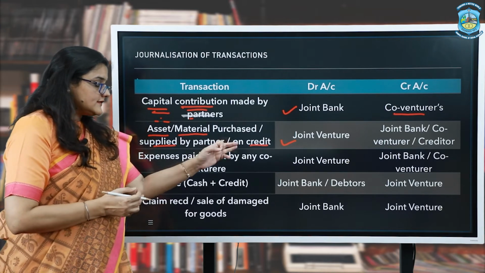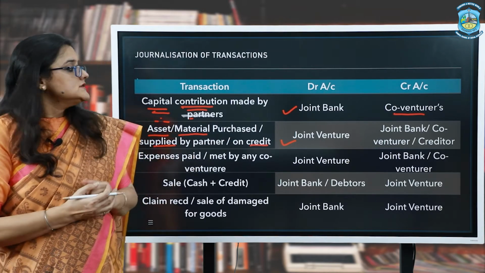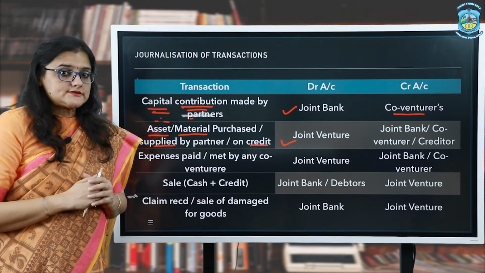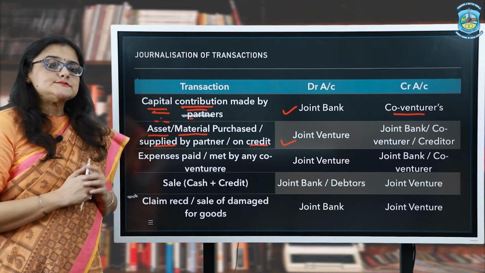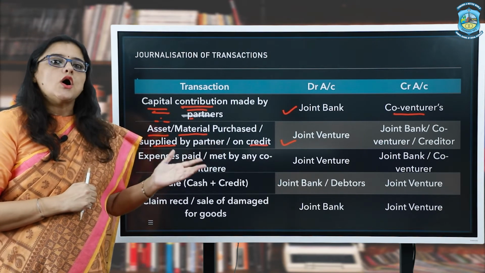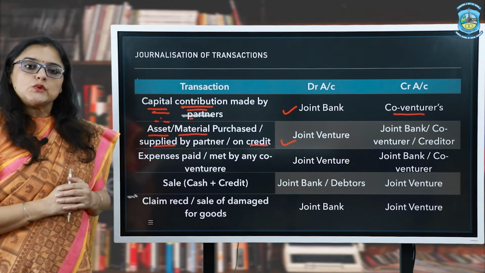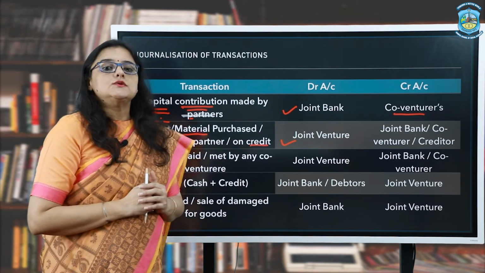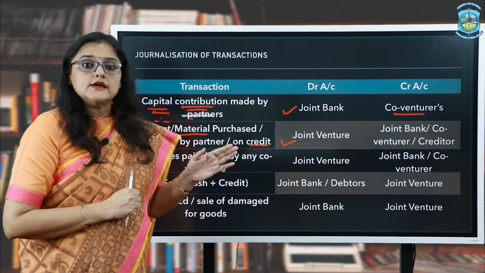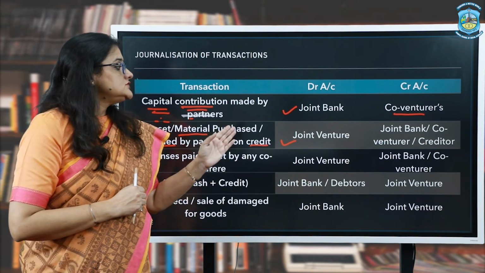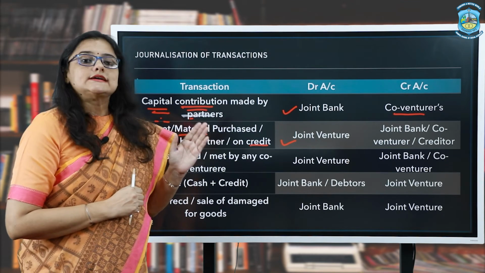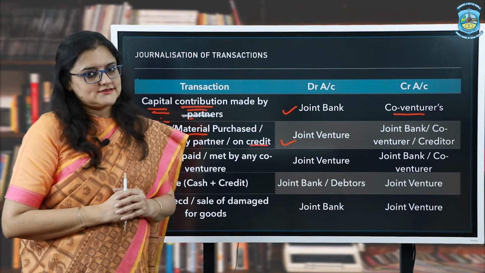And in the third case, if it is purchased on credit, the name of the creditor will appear on the credit side. Now to sum up this transaction, where the asset and material is purchased either for cash, supplied by the co-venturer, or purchased on credit, the transaction will be joint venture account debit with the value of purchase, to joint bank if it is purchased for cash, to co-venturer if it is supplied by the venturer, or to creditor if it is purchased on credit.